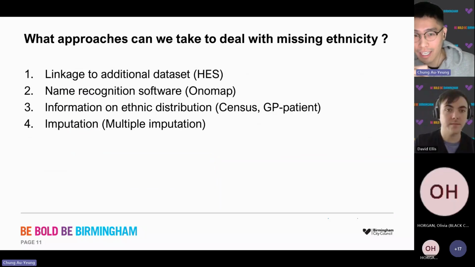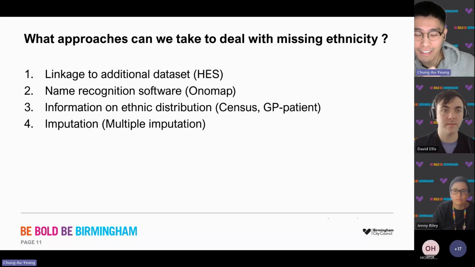What approach can we take to deal with this missing ethnicity? From a data analysis point of view, I am suggesting 4 today. The first one is linkage to additional datasets. The second one is name recognition software. The third one is information of ethnic distribution. And the last one is multiple imputation.